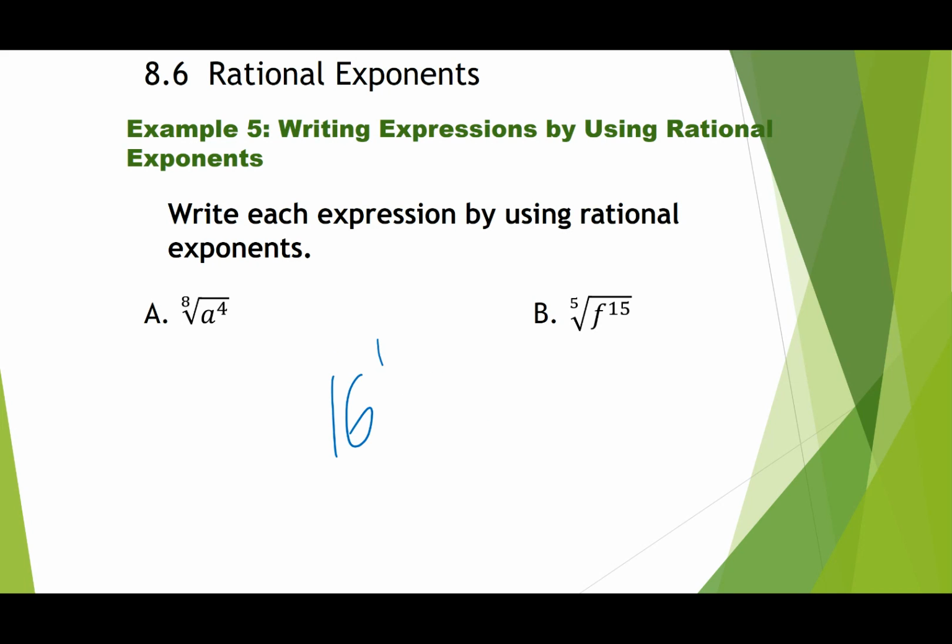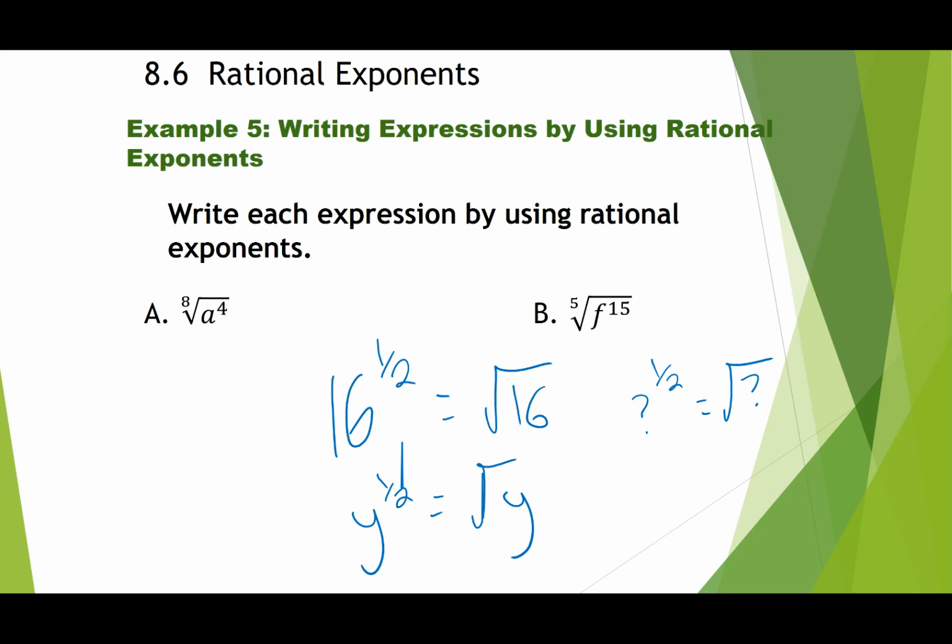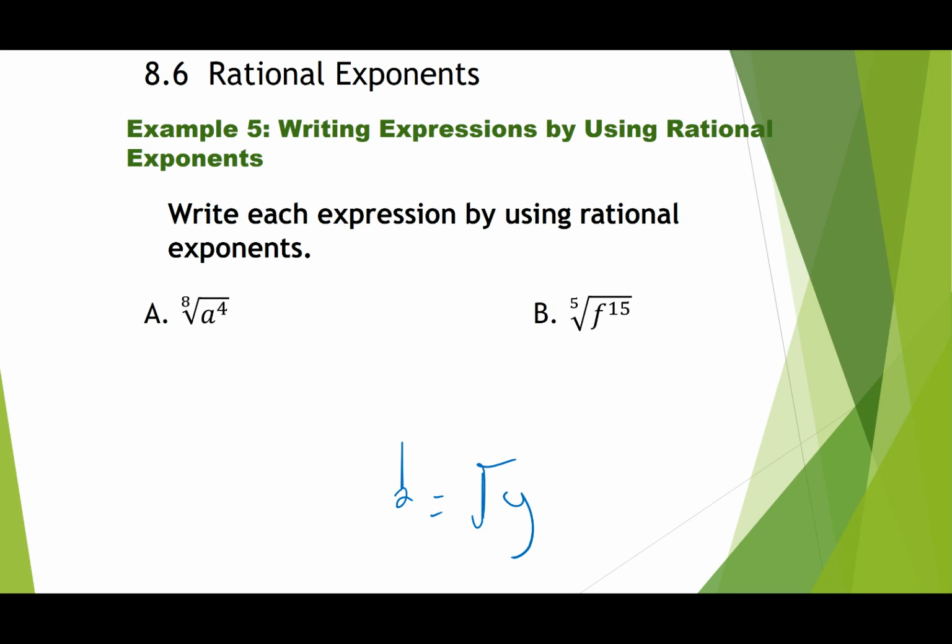So if you have 16 to the 1/2 power, remember that that's just the square root of 16. If you have y to the 1/2 power, then you just have the square root of y. If you have anything, okay, anything at all to the 1/2 power, then you just have the square root of that thing, okay? So 1/2 is a very important and probably the most common and typically used rational exponent, because it's the same thing as a square root, and we know how much we use square roots. So just keep that in mind.